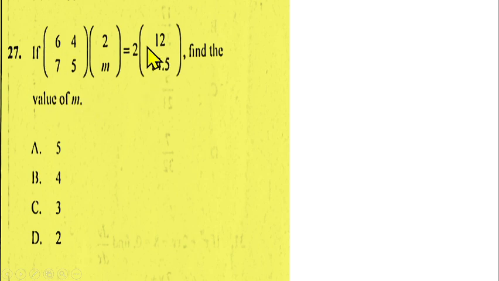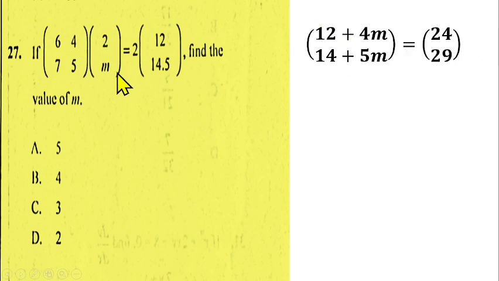Question number 27 is from matrices. We are given this matrix, multiplying this matrix equals 2 multiplying this matrix. If you multiply this matrix by this matrix, we have this. How do we do that? The rows will multiply the column. So we have 6 times 2, that gives us 12, plus 4 times m gives us 4m. Then the second row will multiply this column as well. 7 times 2 gives us 14, 5 times m will give us plus 5m, equals this scalar multiplying this column matrix.